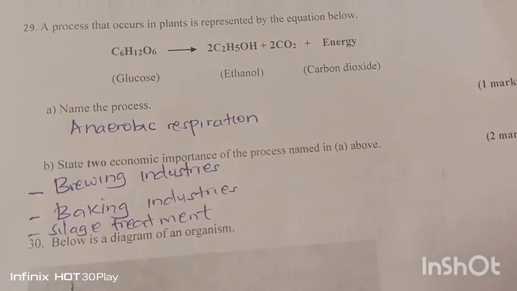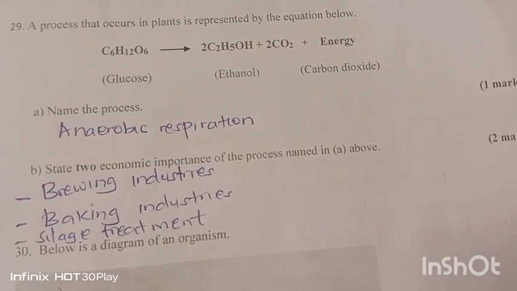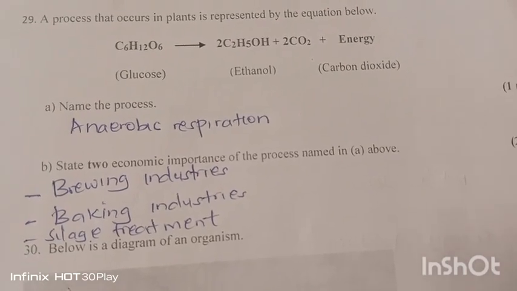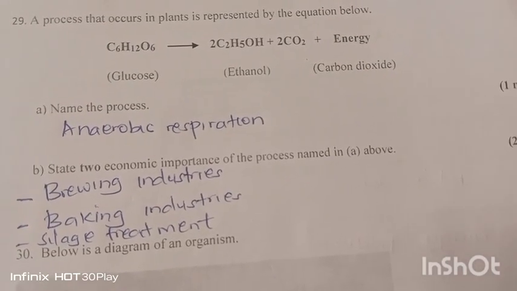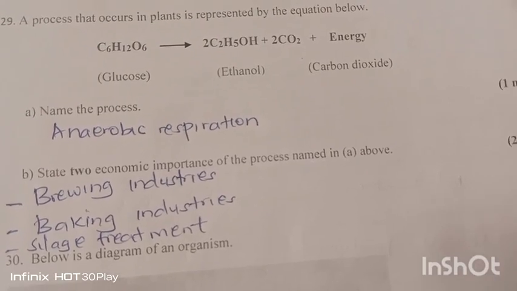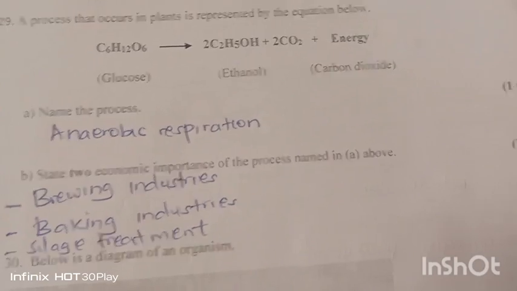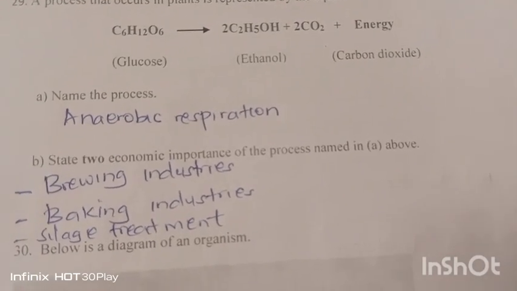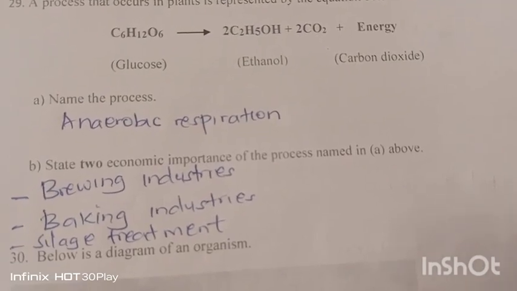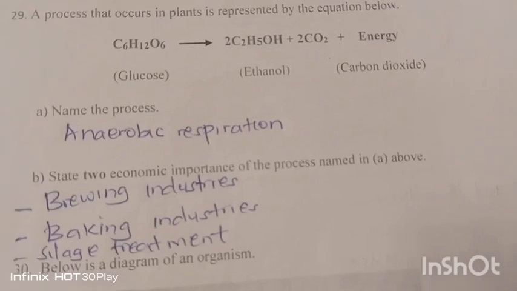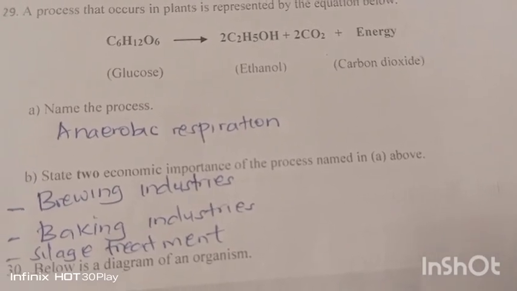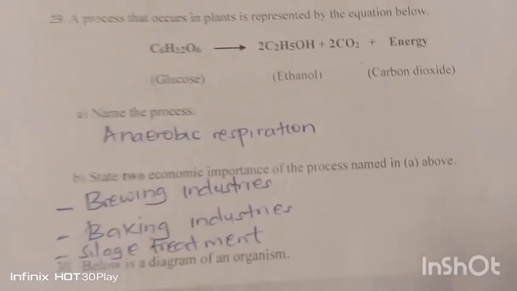Then, a process that occurs in plants is represented as shown in the equation. Name the process. That is anaerobic respiration. That is breakdown of glucose in absence of oxygen. Two economic importances. It is used in the brewing industry to make beer, in the baking industry to make dough that raises bread, silage treatment, etc.